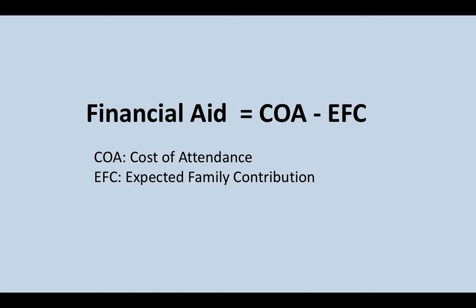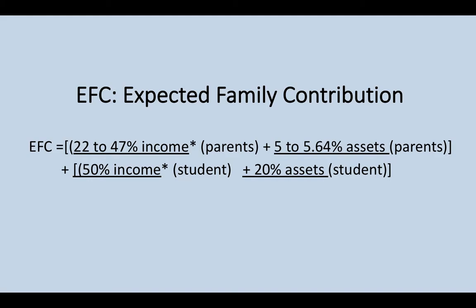What is the COA? COA is the cost of attendance. Basically, it's the annual cost of the college. Then EFC is the expected family contribution. This is the one I'm going to show you, how the Education Department finds out the EFC. This is the formula.